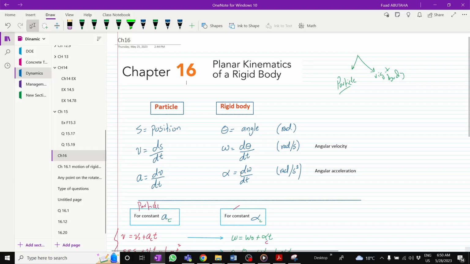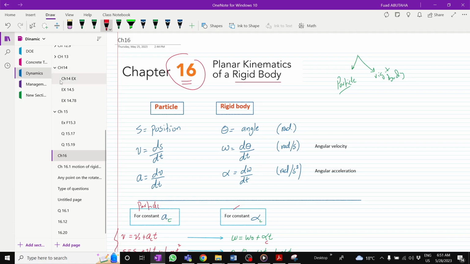Hello everyone. So today we'll start looking at chapter 16, Planar Kinematics of a Rigid Body. All the chapters that we have taken before, starting from chapter 12, 13, 14 up to chapter 15, we were actually dealing with particles. We were studying the motion of the particles, but in chapter 16, we start dealing with the rigid body.